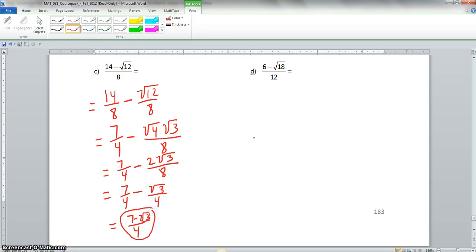Now we go here to D. Again, we can separate this. We will have 6/12 minus the square root of 18 all over 12.